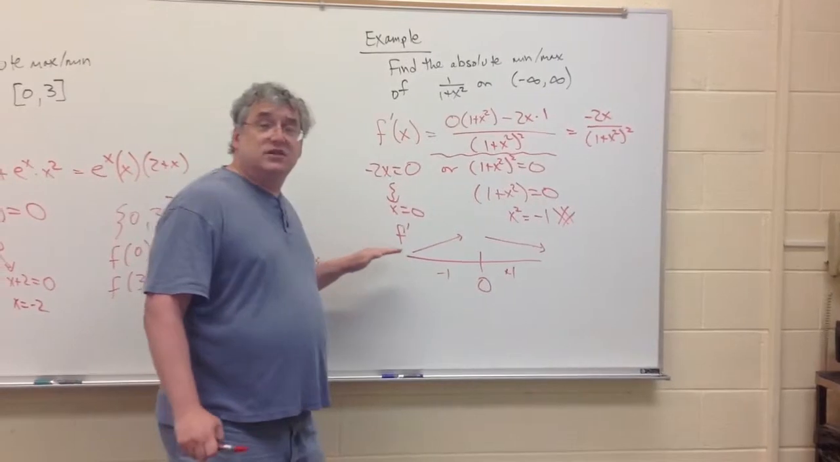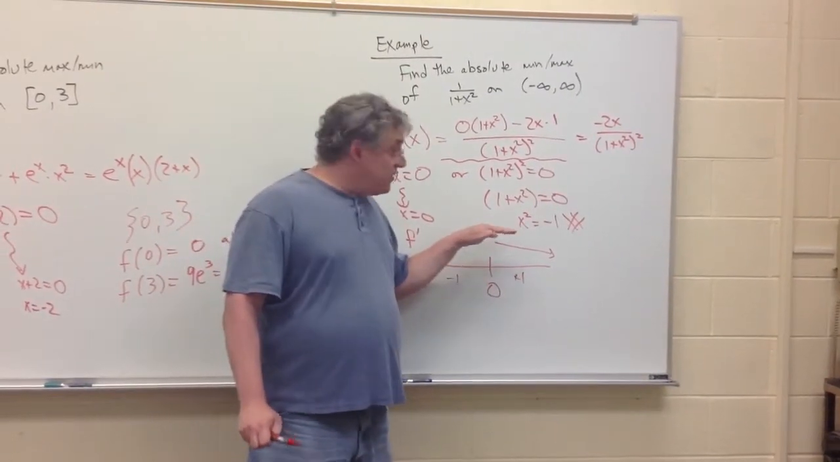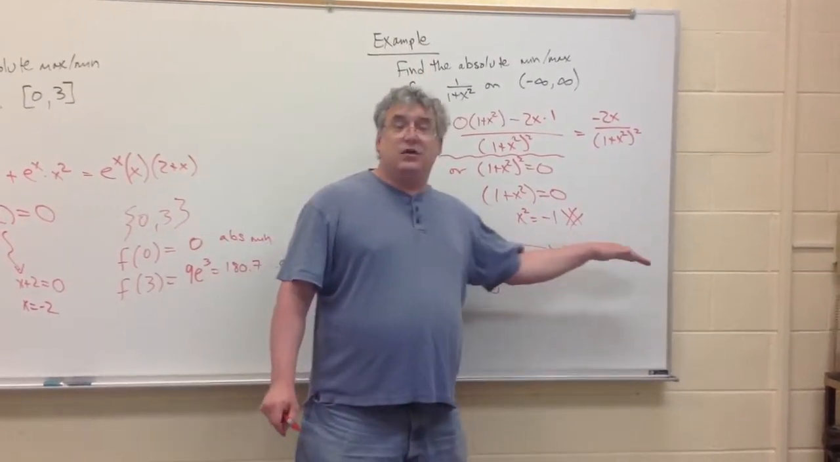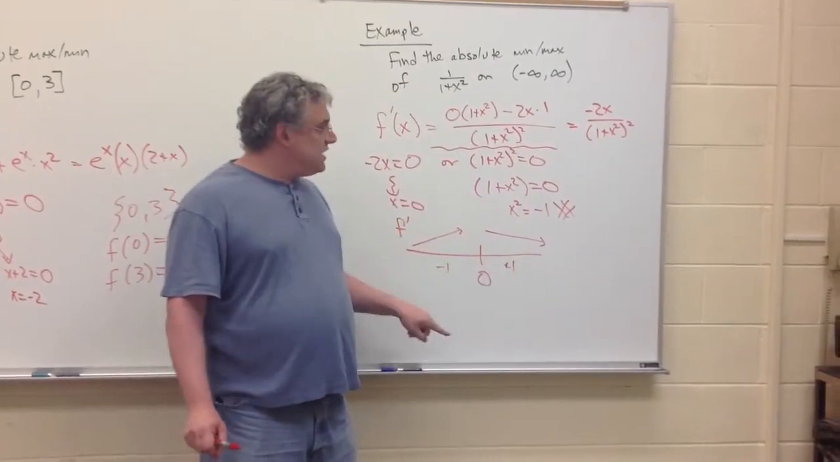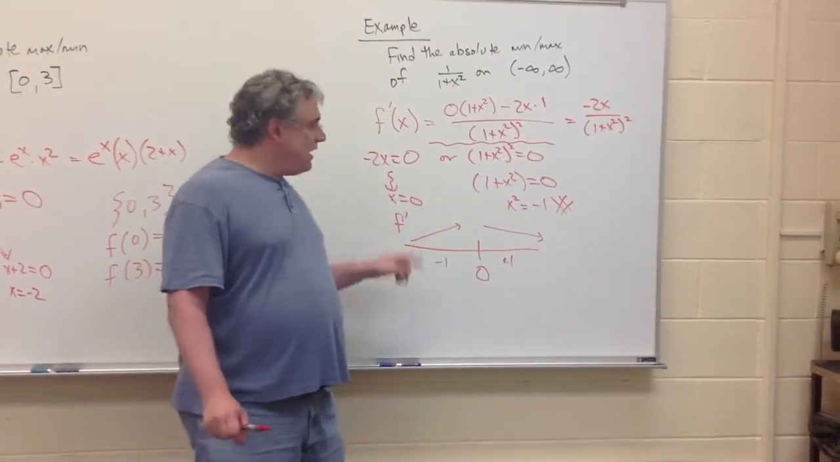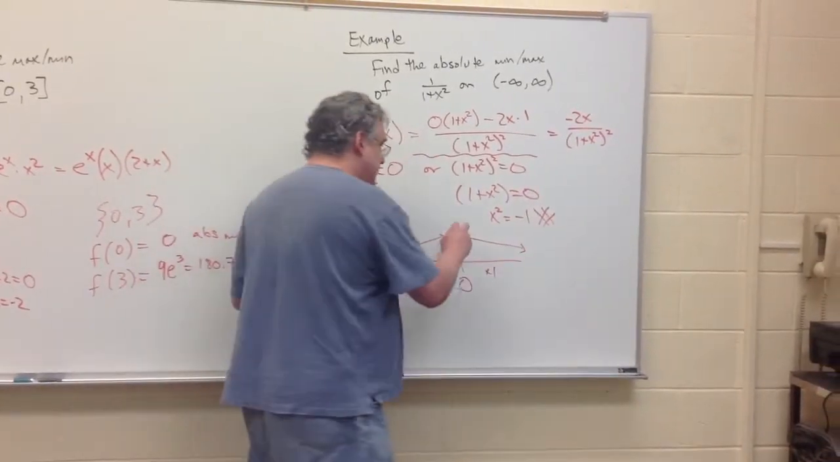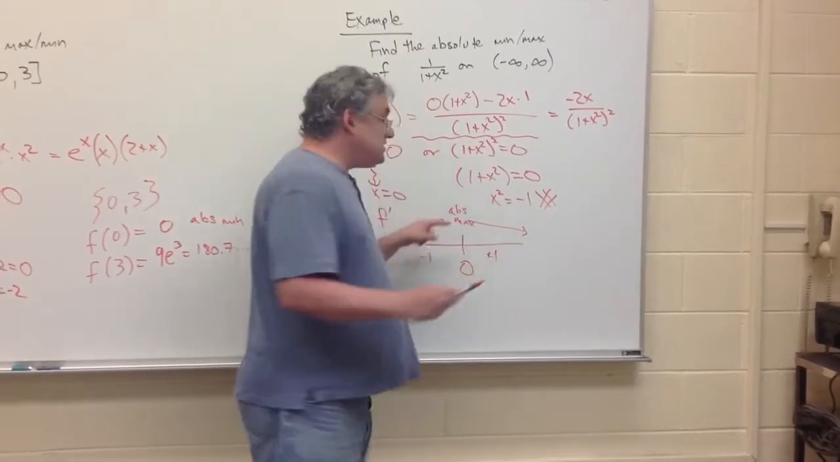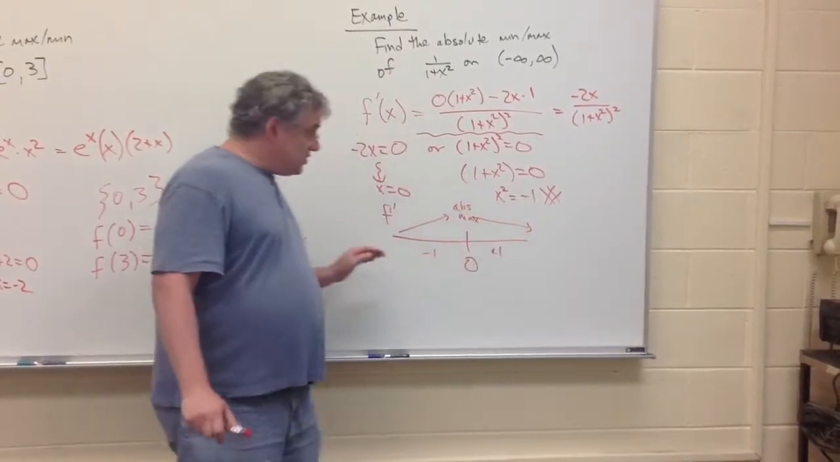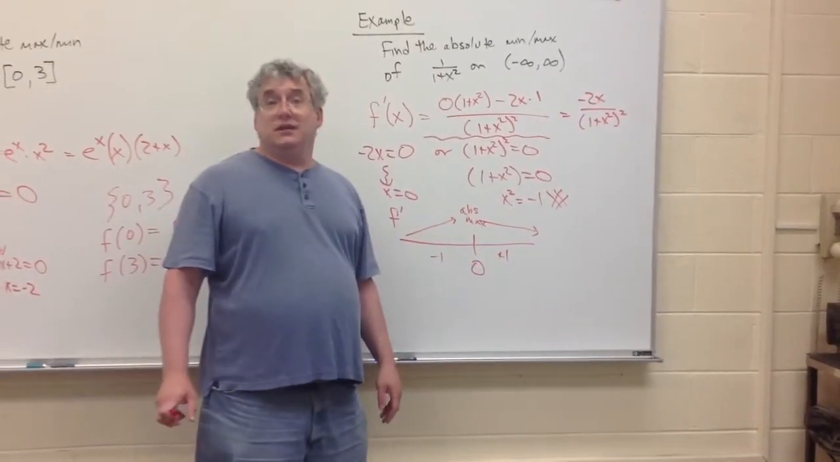Everywhere before this, the function's going up. Everywhere afterwards, the function's going down. Because there's only one critical point, and the way these two sides work in terms of f prime, we know this is an absolute max. And we also know, since it keeps going down and it keeps going up, there is no absolute min.